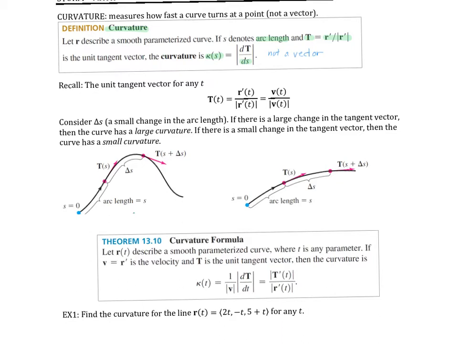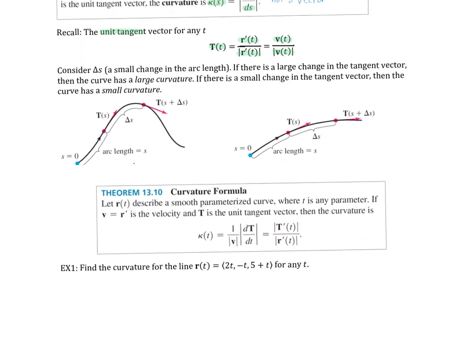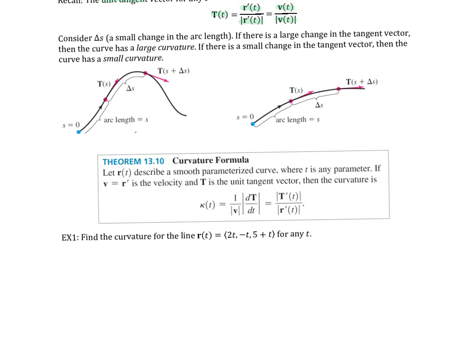First recall that our unit tangent vector, capital T, is the derivative of r over its magnitude, or the velocity vector over its magnitude. When we talk about curvature, it just measures the direction and the steepness of a curve. So in this first diagram, we're illustrating large curvature.